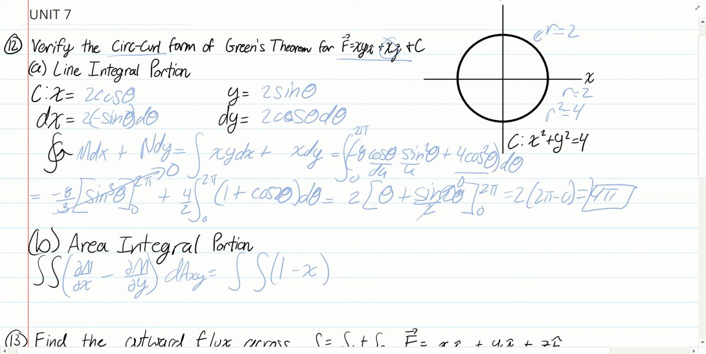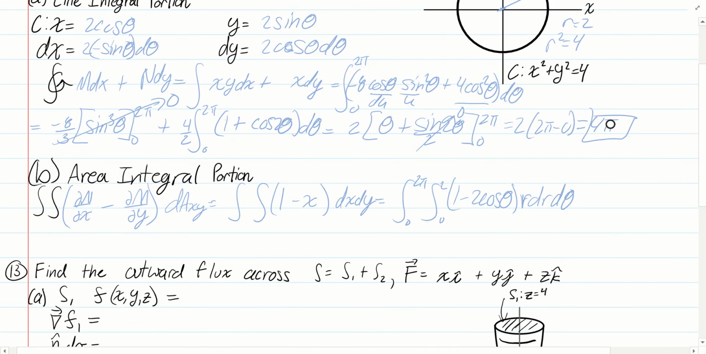And dA is going to be r dr d theta. We'll leave it as dx dy, and then we'll substitute in for r and theta. So it's going to be 1 minus, remember x is 2 cosine theta, and then we'll have r dr d theta. r is going to be from 0 to 2. Theta again is from 0 to 2 pi.